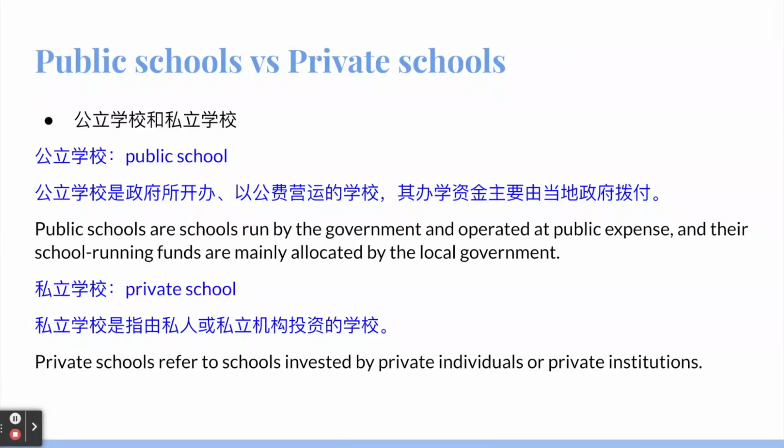So next, move on to public schools versus private schools. Public schools are called 公立学校 in Chinese, and private schools are called 私立学校 in Chinese. So these are the meanings. 公立学校是政府所开办以公费供运的学校，其办学资金主要由当地政府拨付。This means public schools are schools run by the government and operated at public expense, and their school running funds are mainly allocated by the local government. And for 私立学校 private school, 私立学校是指有私人或私立机构投资的学校. This means private schools refer to schools invested in by private individuals or private institutions.